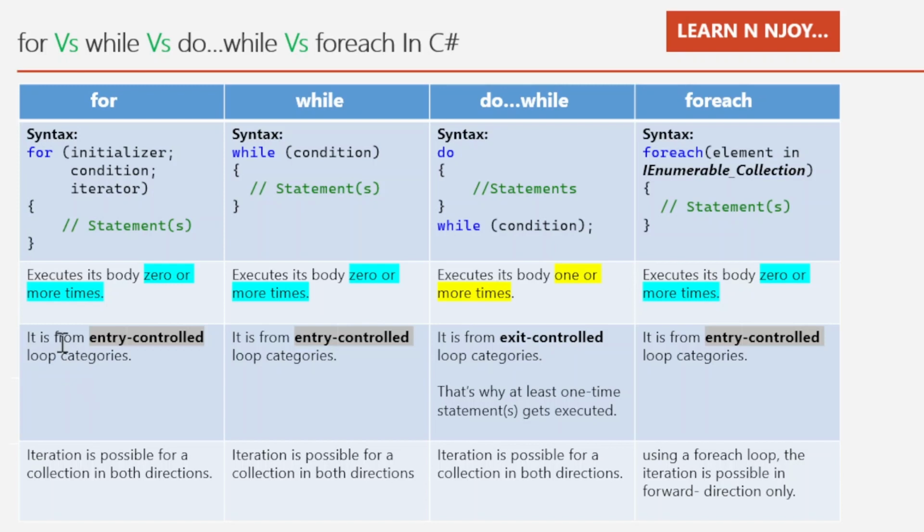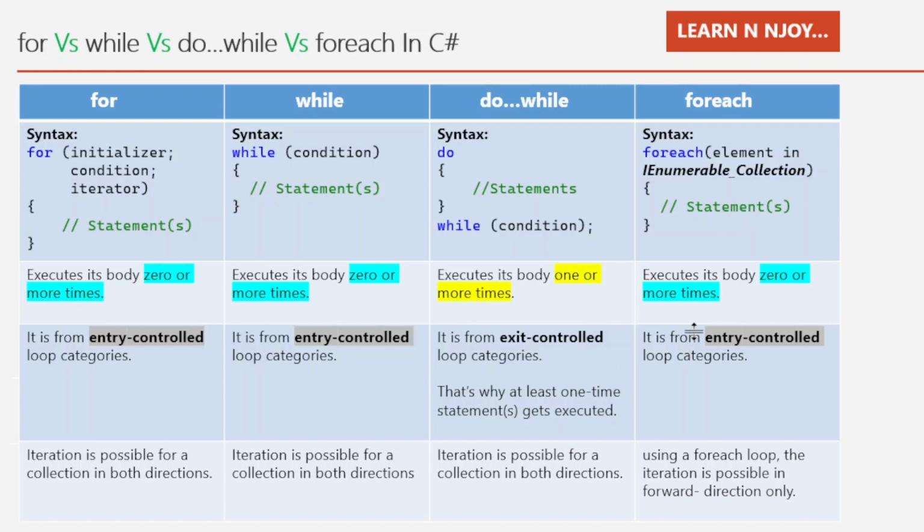Okay, coming to the third point, the for loop is from the entry control loop category. Why is it called entry control? Because the condition is checked the first time itself before executing this statement. That's why it is called the entry control loop category. Coming to the while, it is also from the entry control loop category because the condition is checked first before executing this statement. But do while is from the exit control loop category. Why? Because the condition is checked at the exit point. And that's why at least one time the statement gets executed.